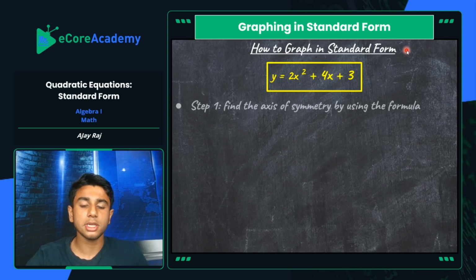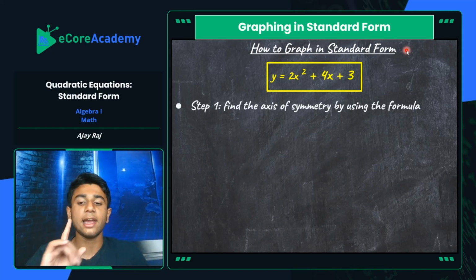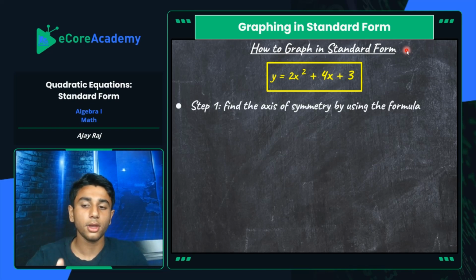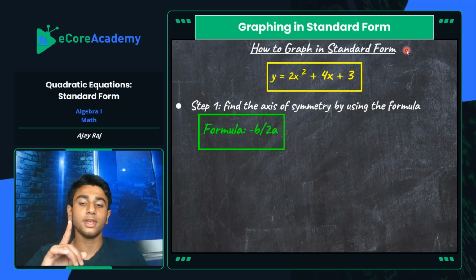So we're going to take this equation and we're going to start with step 1. We're going to find the axis of symmetry by using the formula. Now you might be thinking, why are we finding the axis of symmetry and why do we need that formula? Well, I'll explain that next. But first, let's focus on the formula for the axis of symmetry.